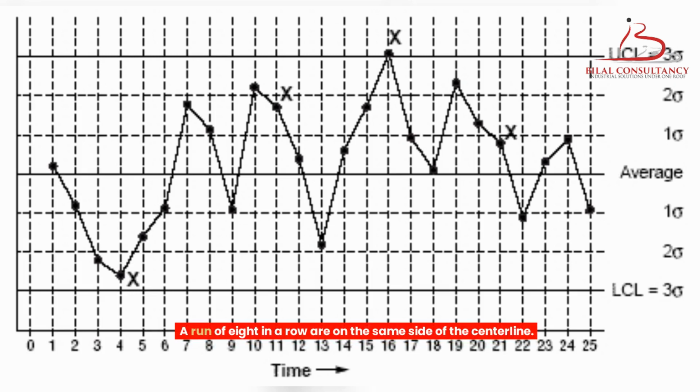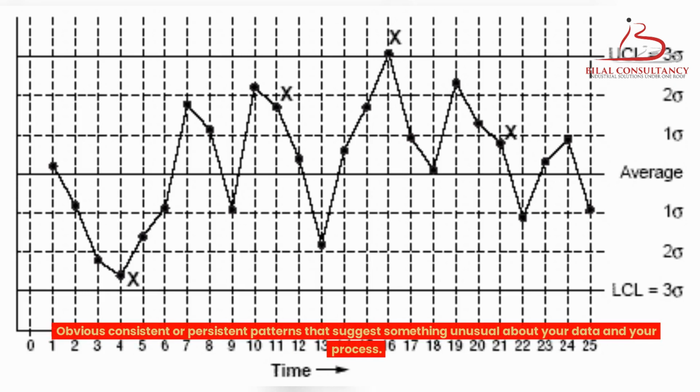A run of 8 in a row on the same side of the center line, or 10 out of 11, 12 out of 14, or 16 out of 20. In Figure 1, point 21 is the 8th in a row above the center line. These are obvious, consistent or persistent patterns that suggest something unusual about your data and your process.